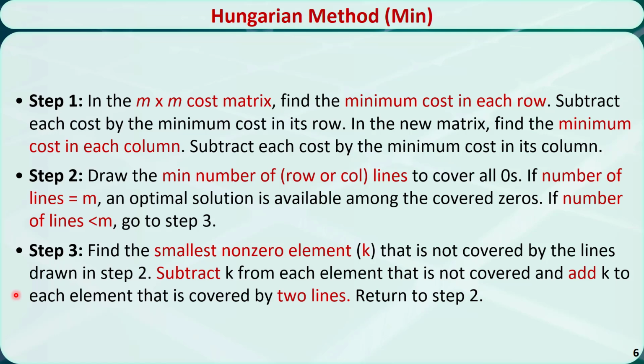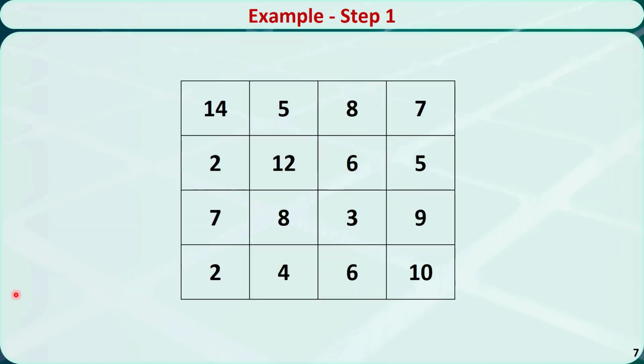In step 3, find the smallest non-zero element that is not covered by the lines drawn in step 2. Call this smallest element k. Subtract k from each element that is not covered and add k to each element that is covered by 2 lines. Then return to step 2.